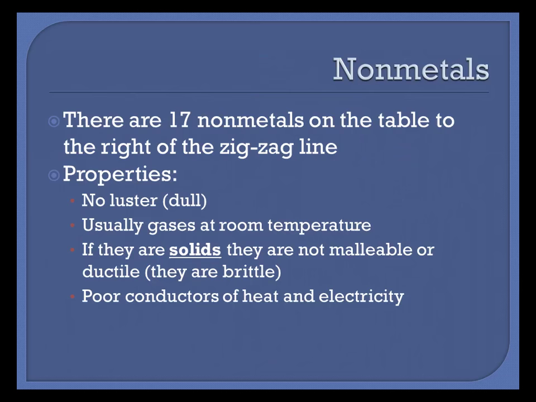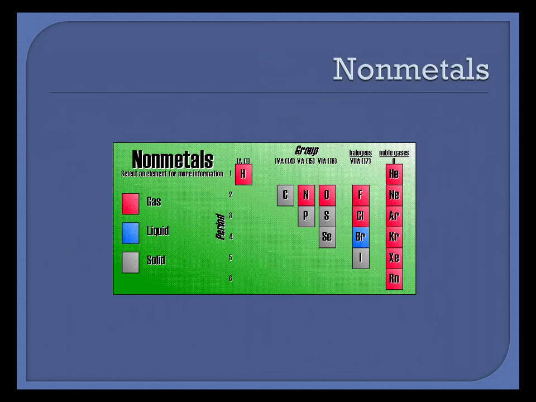So that means that they're brittle. If you try to force them into a shape by pounding them or drawing them into a wire, they'll most likely fall apart or crack or break somehow. So that's what brittle means. Finally, they're poor conductors of heat and electricity, so they're actually better insulators than anything else.